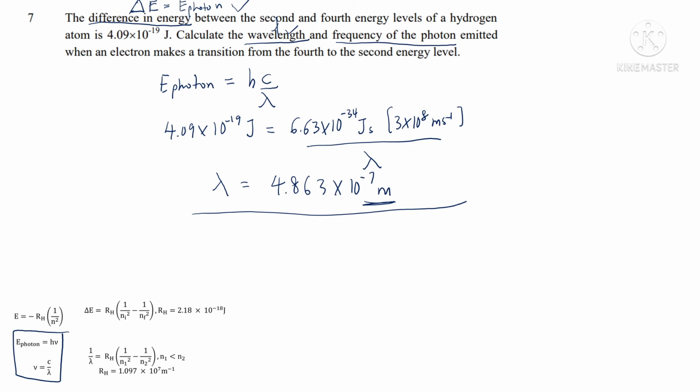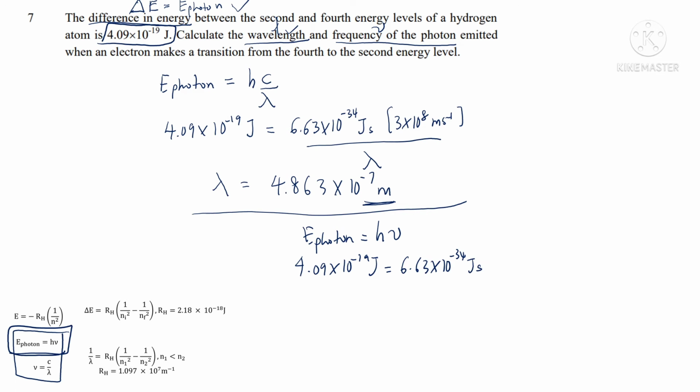The second part of the question wants us to calculate the frequency of the photon. Again, we have the energy of the photon, and we want to calculate the frequency of the photon. Therefore, the formula that relates the energy of the photon with the frequency of the photon is this formula: energy of photon equals Planck constant multiplied by the frequency of the photon. The energy of photon is 4.09 times 10 to the power of negative 19 joule. Planck constant is 6.63 times 10 to the power of negative 34 joule second. And we want to calculate the frequency of the photon. The frequency of the photon, therefore, is equal to 6.169 times 10 to the power of 14 per second.